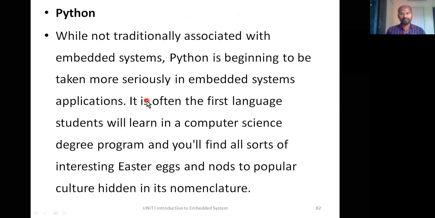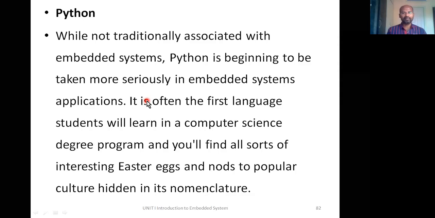Python, basically it is not developed to be used in embedded systems, but today embedded systems and also artificial intelligence, neural networks, all these advanced domains are using this Python language because it's easy to write the code. It is very easy to write the code. It is not following syntax very strictly.